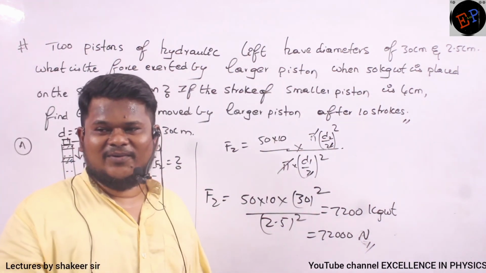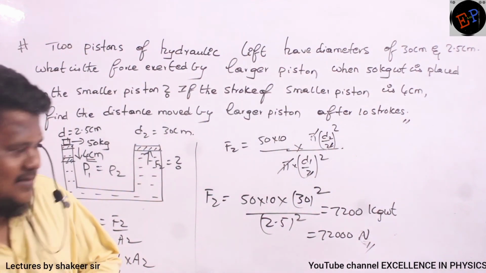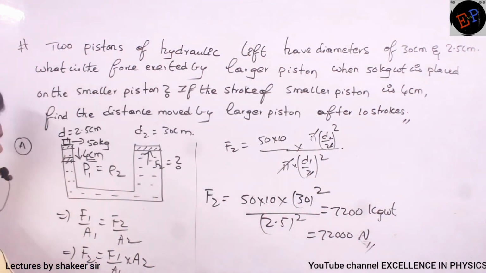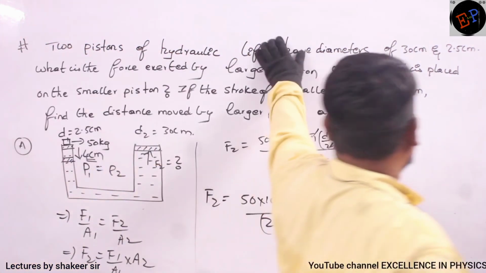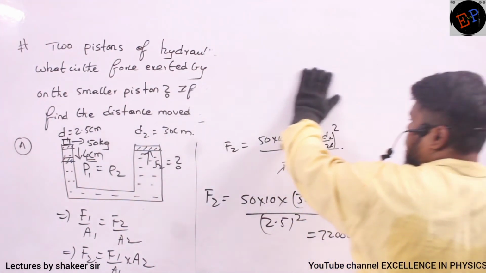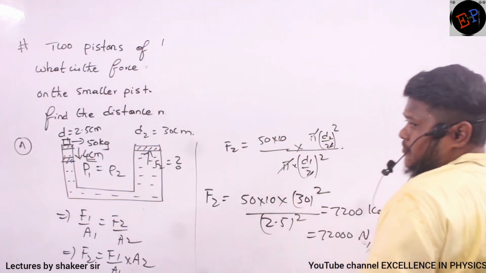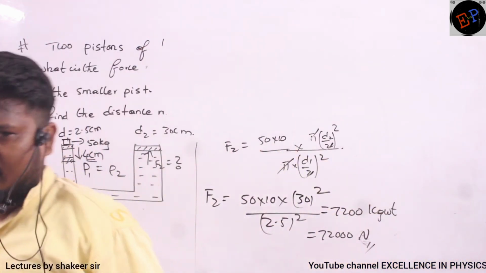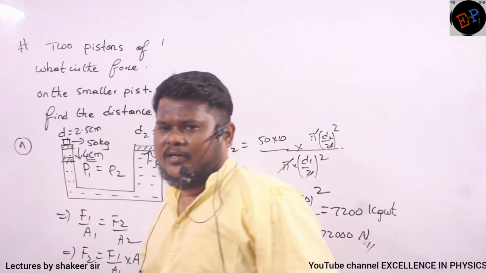Based on which calculation can I do it? Come on. Completed for this one? Anybody? What is the distance moved by the larger piston for one stroke? So density into H into G. No need of density. Is density changing here? No. What is the need of density here? Anybody?